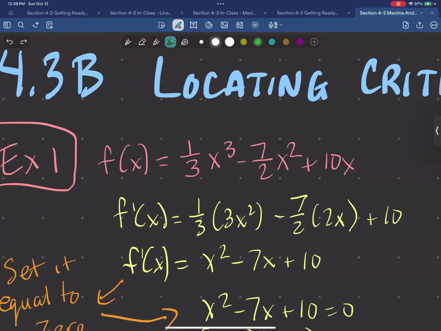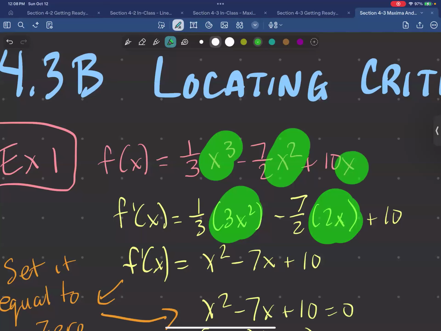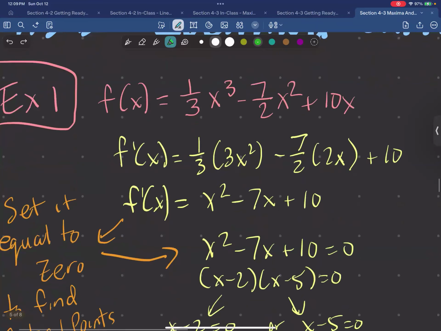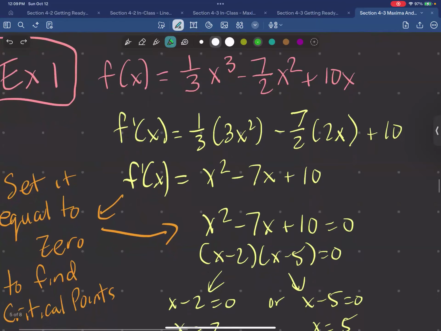What we do is we take the derivative. So here we're taking the derivative of that. We get 3x squared, derivative of x squared, we get 2x, and x is a 1. And so I was just showing each substep there. When you clean it up, you get f prime of x equals x squared minus 7x plus 10. You set that equal to 0 to find critical points.